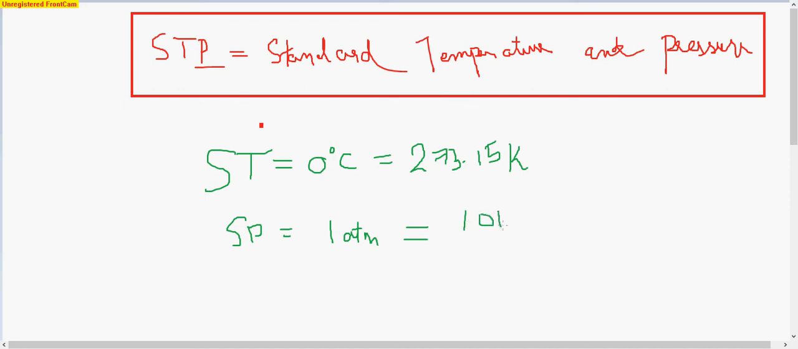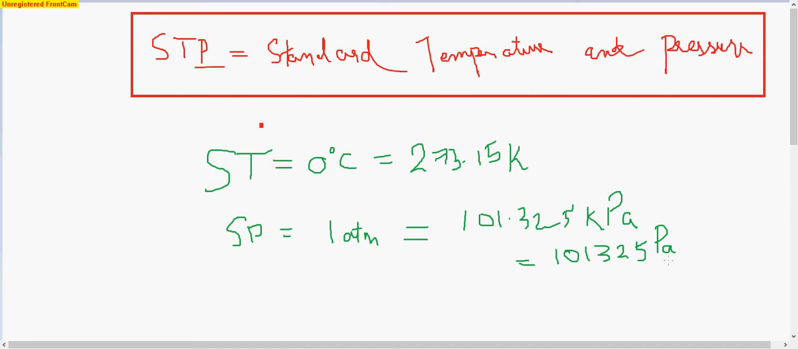It's actually 101.325 kilopascals, right? So I'm looking in my notes and I had written kilopascal. Okay, that is STP.